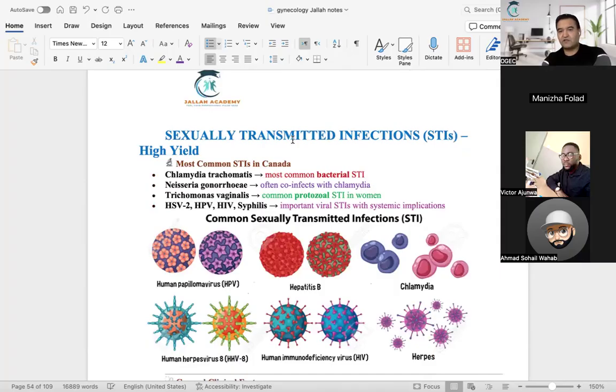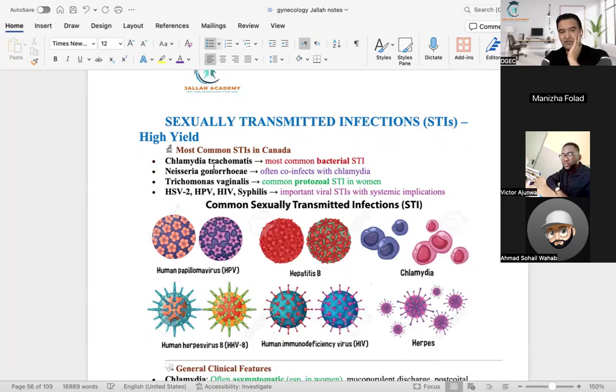Sexually transmitted infections. I think we did somehow mention it, but in detail, I think it is also high yield, so I can mention it here. Chlamydia is the most common bacterial sexually transmitted infection. Neisseria gonorrhea is often a co-infection with chlamydia. So if they ask which one is the most common sexually transmitted infection, always go with chlamydia, especially in Canada.